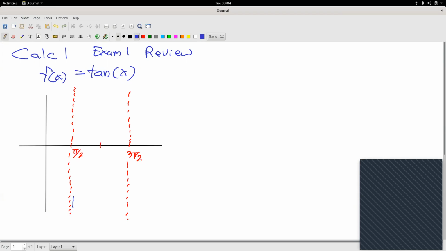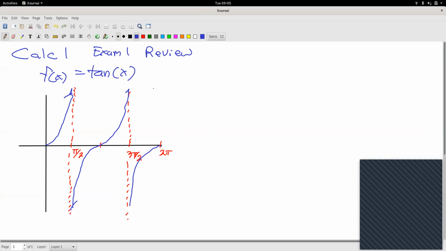And then the function swoops through pi there and comes up the other side. And similar here. And we're only looking, it's supposed to be an arrow. And then over here, we terminate because we stop at 2 pi.